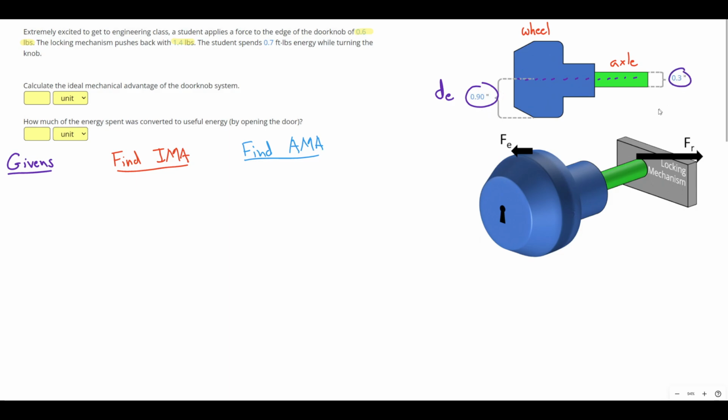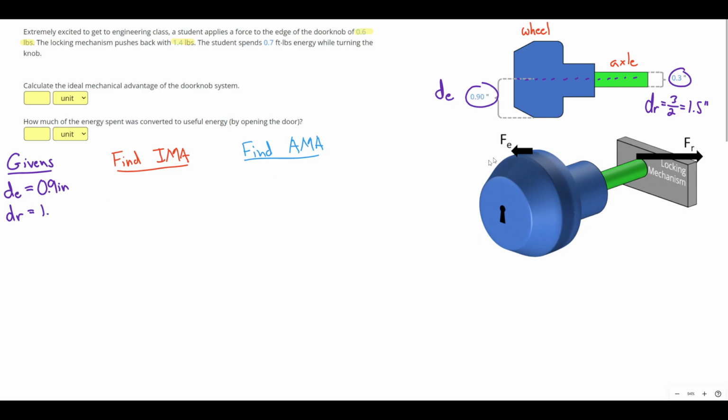Now we do have a measurement over here. This is the diameter of the axle, which we will have to cut in half to get the resistance distance. So let's cut that in half right now. It's going to be the resistance distance is half of 3. We could just write 3 over 2, which is going to give us, of course, 1.5 inches. Okay, so let's put those things on our givens list. DE is 0.9 inches and DR is 1.5 inches.